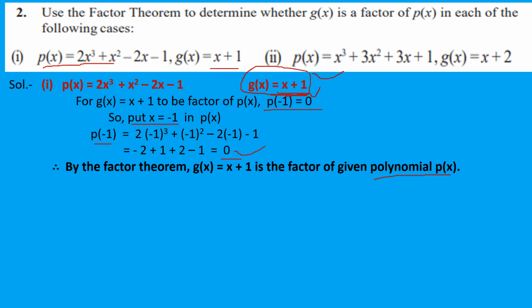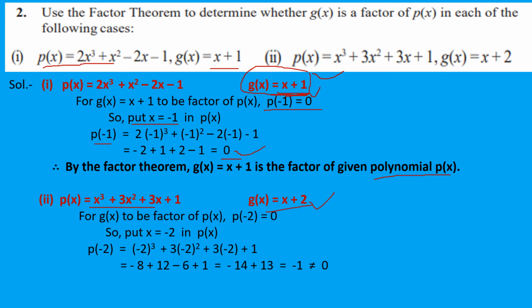Now let's see the second part. p(x) equals x cube plus 3x square plus 3x plus 1 and g(x) equals x plus 2. So we have written here p(x) and g(x). Now what is the 0 of g(x)? x plus 2 equals to 0 we will put. So we will get x equals to minus 2. So here p(-2) should be equal to 0.